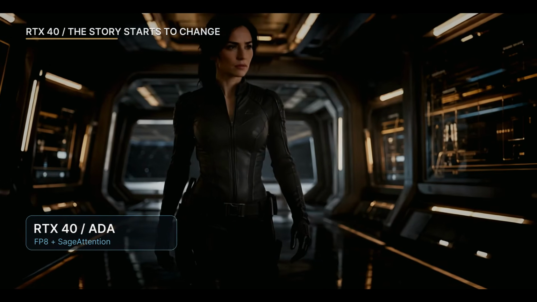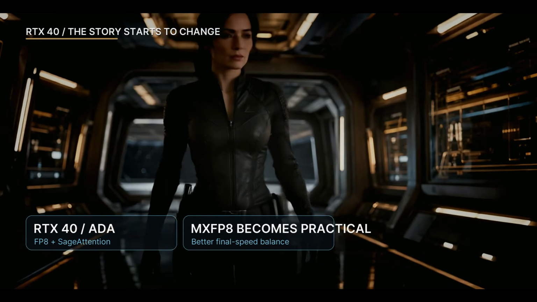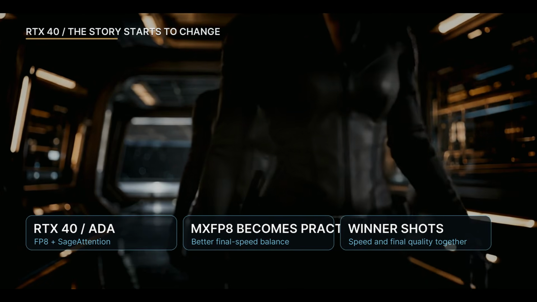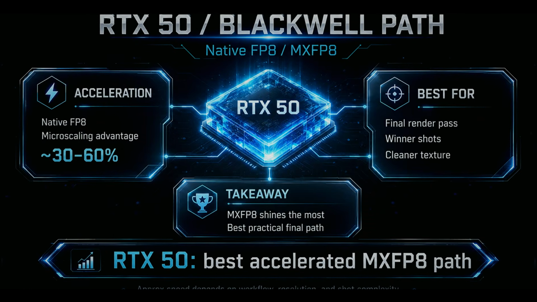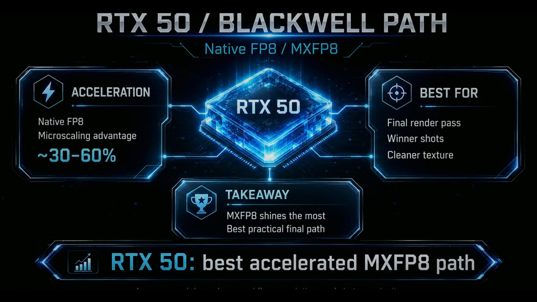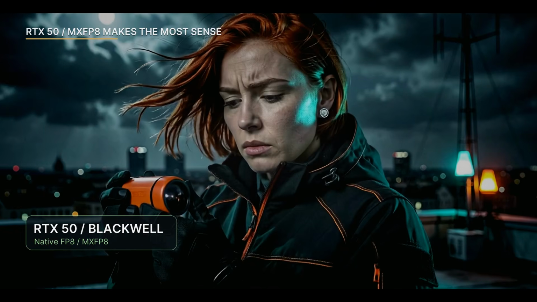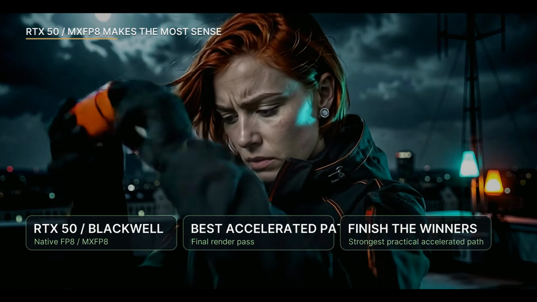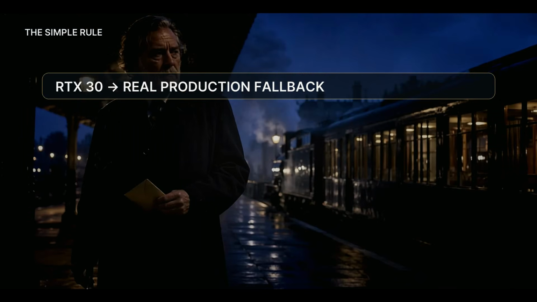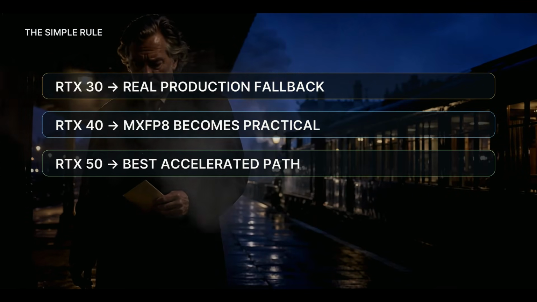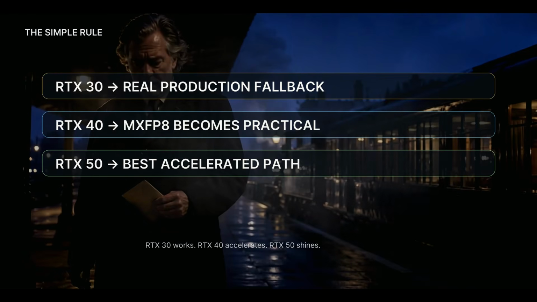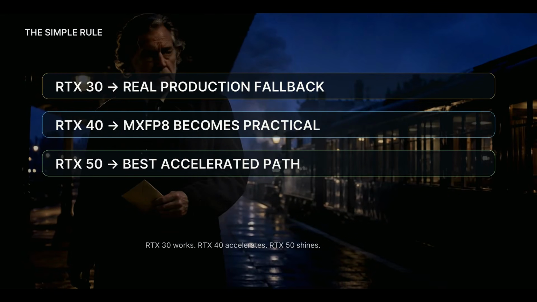With FP8 support and sage attention, MXFP8 becomes much more practical for selected final shots. RTX 50 is where MXFP8 makes the most sense. With native FP8 and microscaling, it becomes the strongest accelerated path. So the rule is simple. RTX 30 still works. RTX 40 makes MXFP8 practical. RTX 50 is where the accelerated path really shines. That is why the same model can feel like a completely different tool.